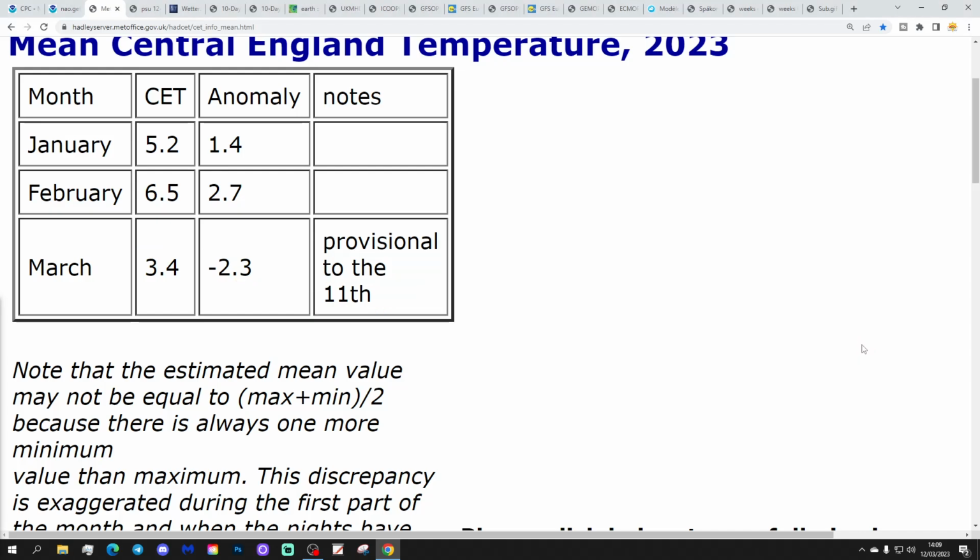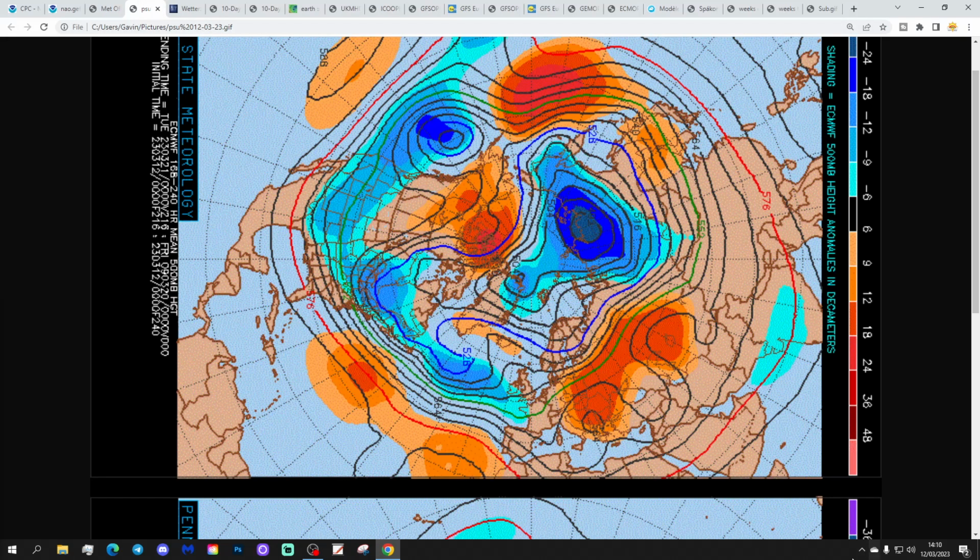I don't see us getting above average, I have to say. I'm not seeing any sustained very mild weather. So this will increase. It's probably going to go up into the 5s, I would have thought, over the next week or so, but probably won't get any higher than that. So it will be interesting to see whether we finish up underneath February. If we have a colder March than February, that will be quite noteworthy.